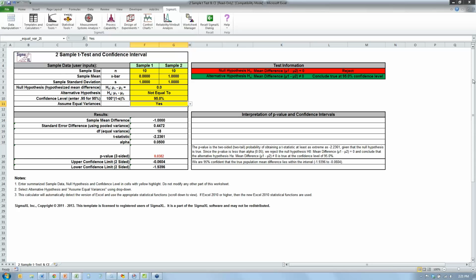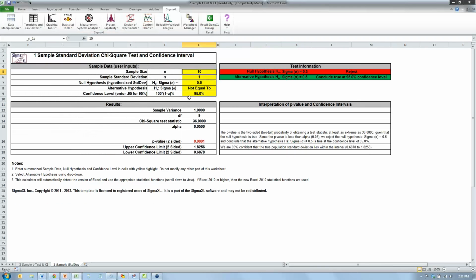If it's a 2007 and below, then we use the older formulas. Okay, so it's backwards compatible, but also takes advantage of the new functions that Microsoft has put out. Okay, so that's the Twosample, and now let's open up the standard dev.